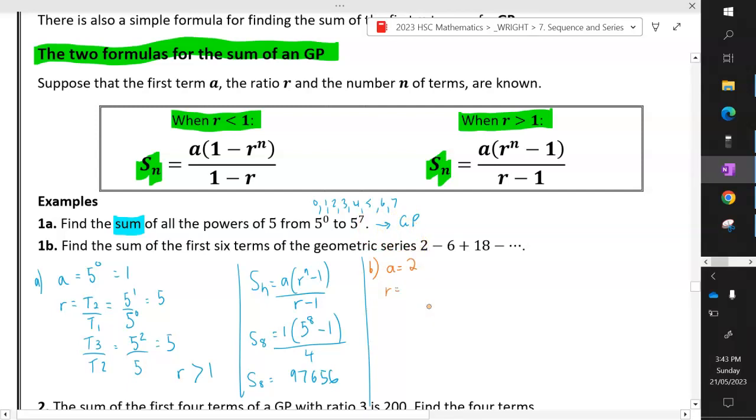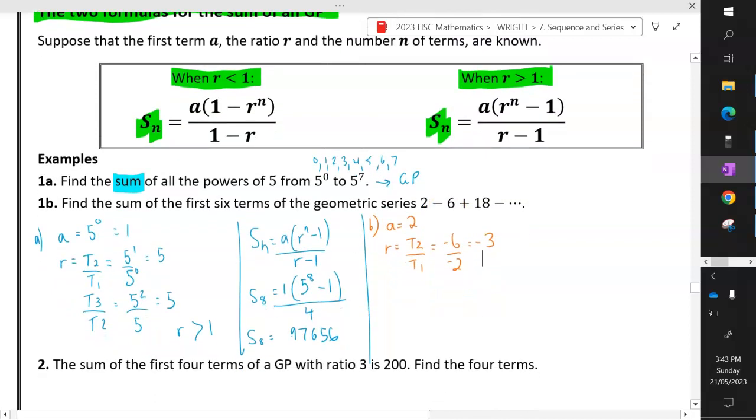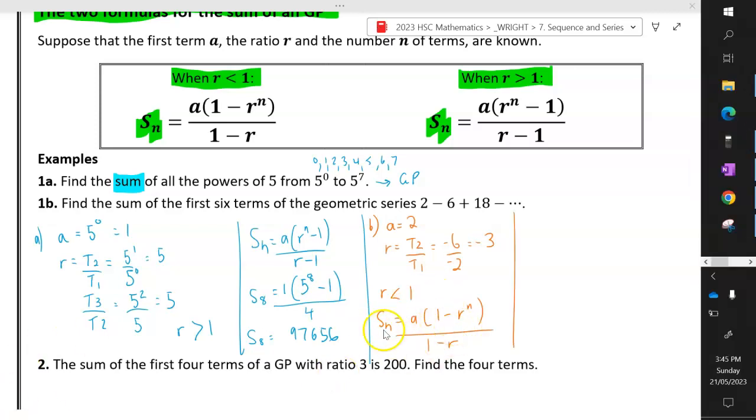Our common ratio, we're going to just grab our second term and divide it by our first term, which is minus 6 divided by 2, which is minus 3. If you needed to test that, you could still test your 18 divided by minus 6, which is still going to be minus 3. And in this case, our R is less than 1, so the formula that we're going to use is the first one. So I've just written down the formula that we're using there.